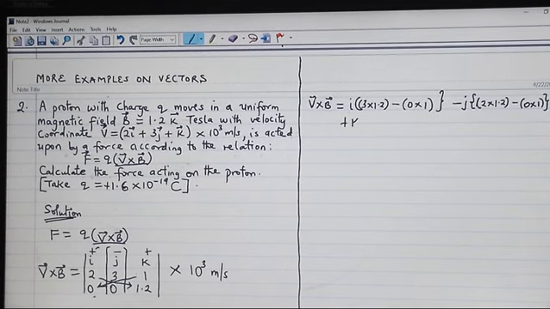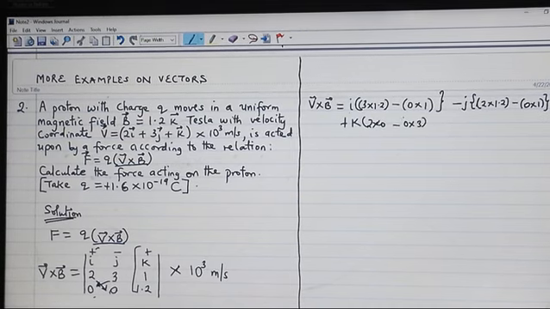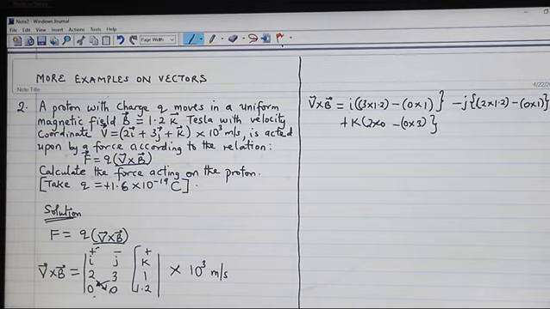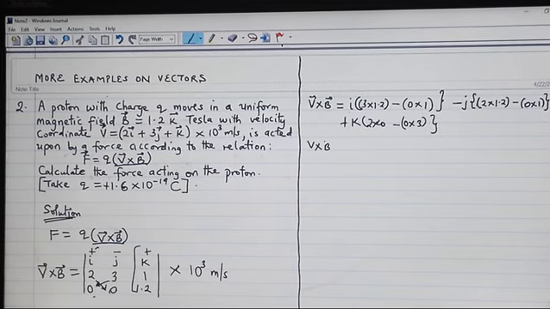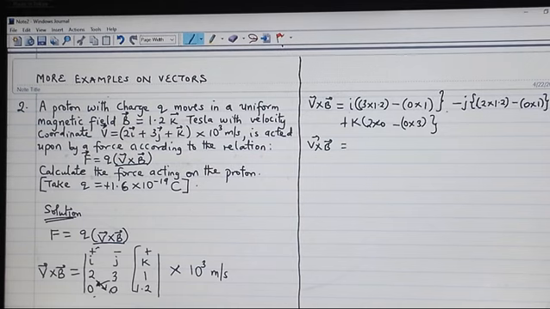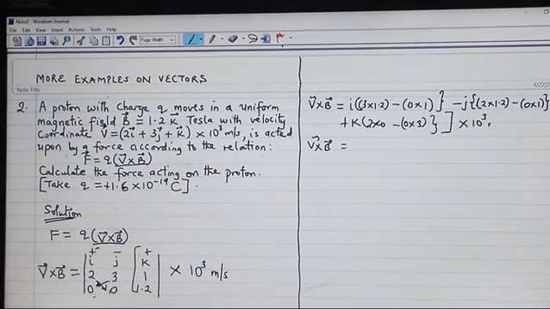Plus k into, we are now using k as our multiplier, so we release the other columns and block that of k. This is 3, this is 0. So we block this column and multiply diagonally. That gives us 2 times 0 minus 0 times 3. We are left with V cross B is equal to, and of course everything here is times 10 to the power 3 meter per second.